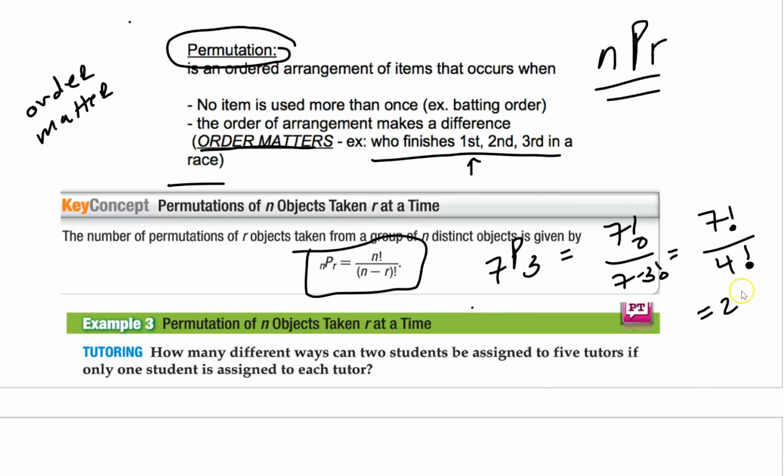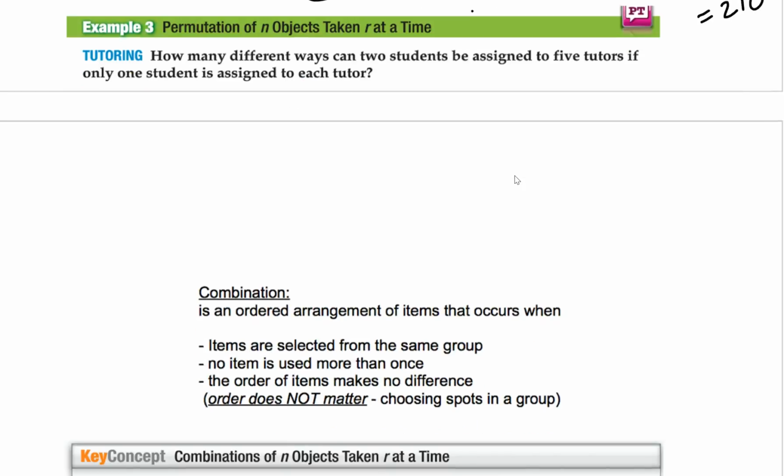How to remember that order matters with P? I just always think about position. If position matters, we use permutation. So let's do an example. How many different ways can 2 students be assigned to 5 tutors if only 1 student is assigned for each tutor? So in this case, order matters.